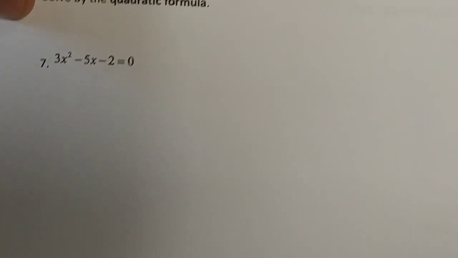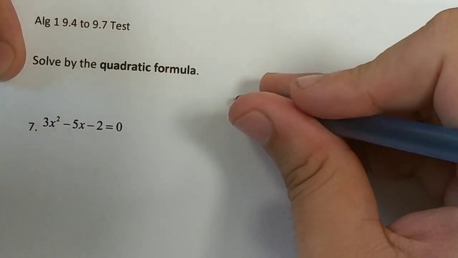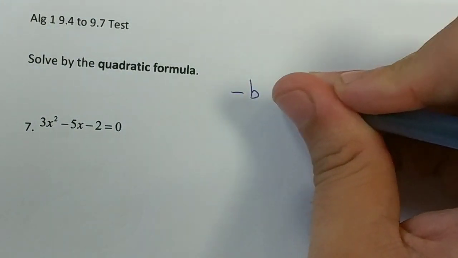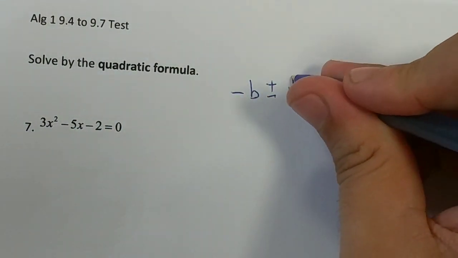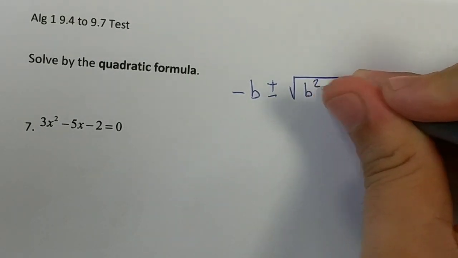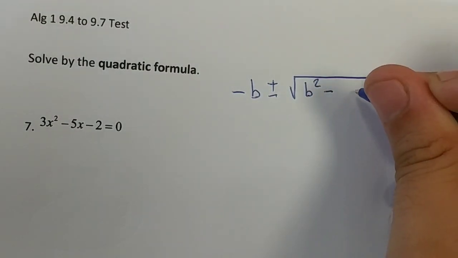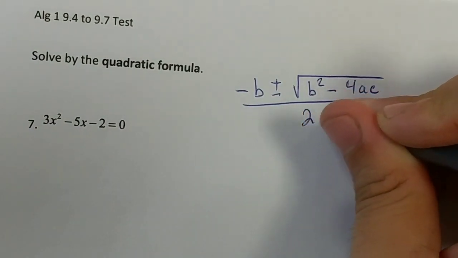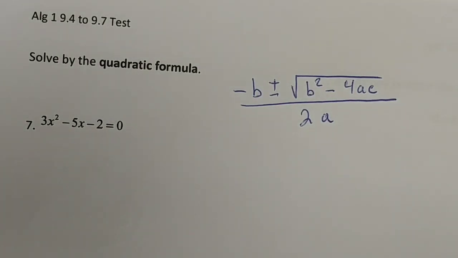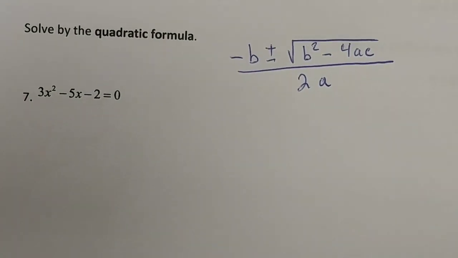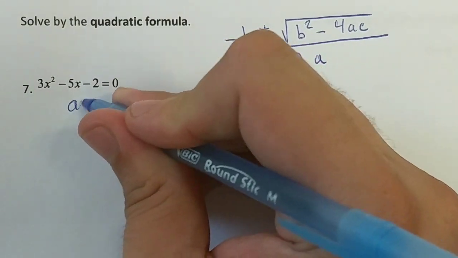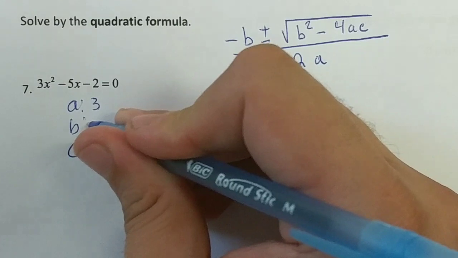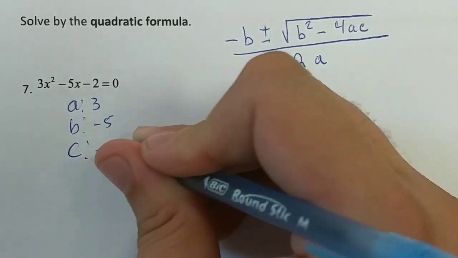Oh man, the quadratic formula. So hopefully you guys remember this. Say it with me, okay? Negative b plus or minus the square root of b squared minus 4ac over 2a. Hopefully you remember that. Now let's identify what a, b, and c are. a is 3, b is negative 5, c is negative 2.